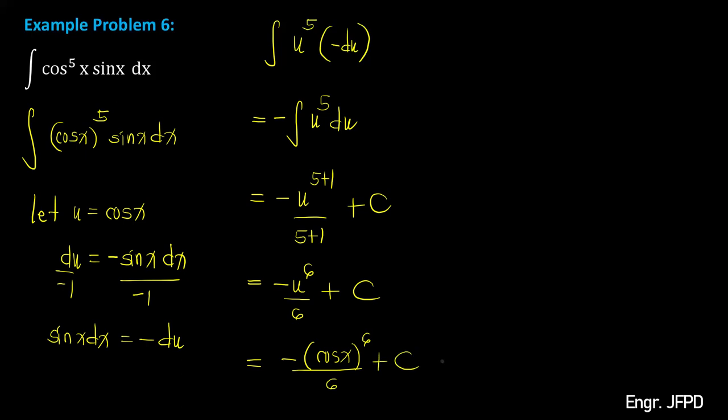Or we can write our answer in terms of the negative cosine of x raised to the 6th power over 6 plus c. And this is our final answer for the integral of the cosine of x to the fifth multiplied by the sine of x dx. And that's it for our discussion for the general power formula in taking the integral of a function.